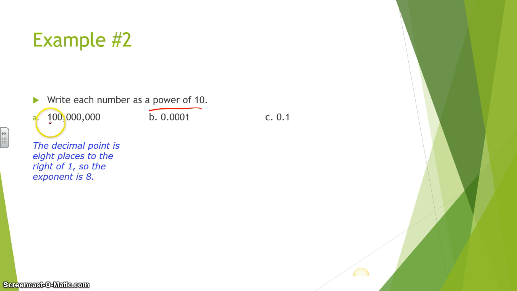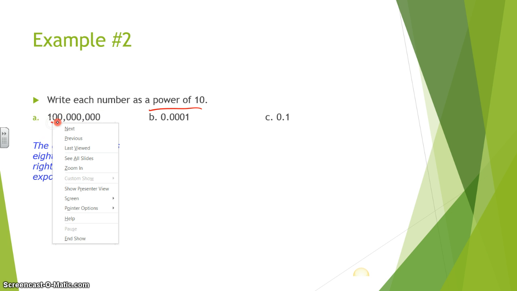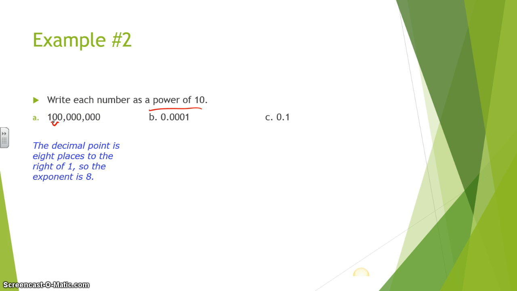And if we look at this, here we have 1. If we put a pretend decimal point after 1 and go to the end of where the zeros stop, we're moving it 1, 2, 3, 4, 5, 6, 7, 8. So the way I'd write my final answer is 10 to the 8th power.